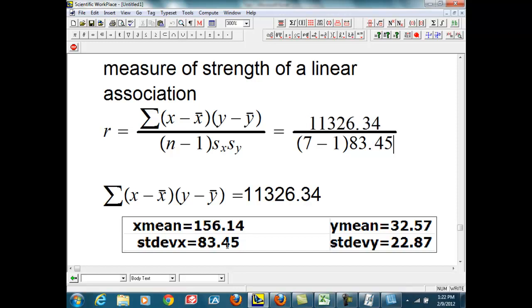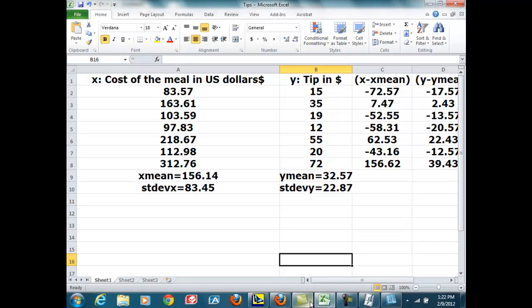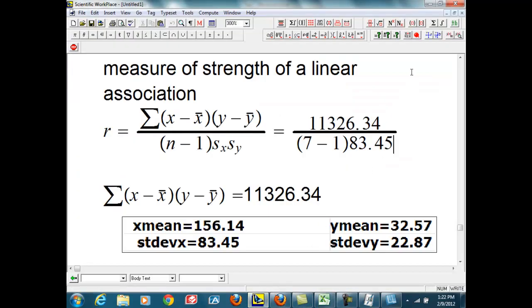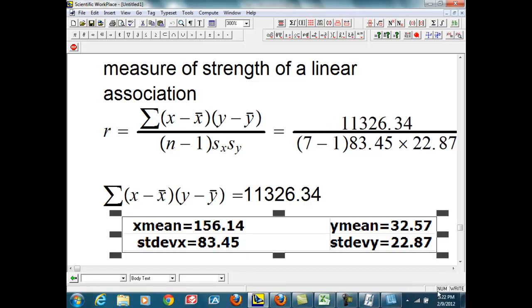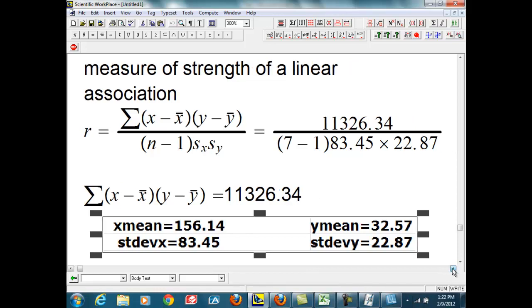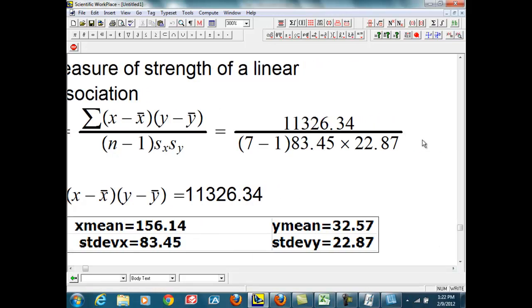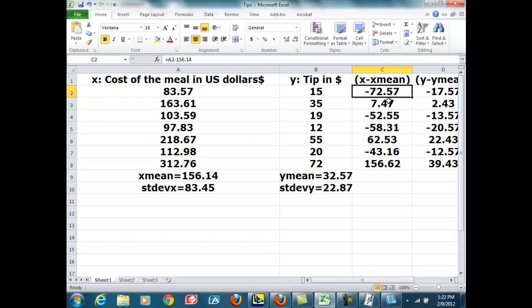What's 7 minus 1? Where did you get that from? Oh, that's right here. Where's the 7? The n is the number of values, 7. Okay. Then what we have is times, and then what we got? 22.87. Thank you so much. Everybody fine? So that's what happens to the x. What happens to the 156 and 32? That was accommodated right here. See this here? That's the combination for that, accommodated right there.